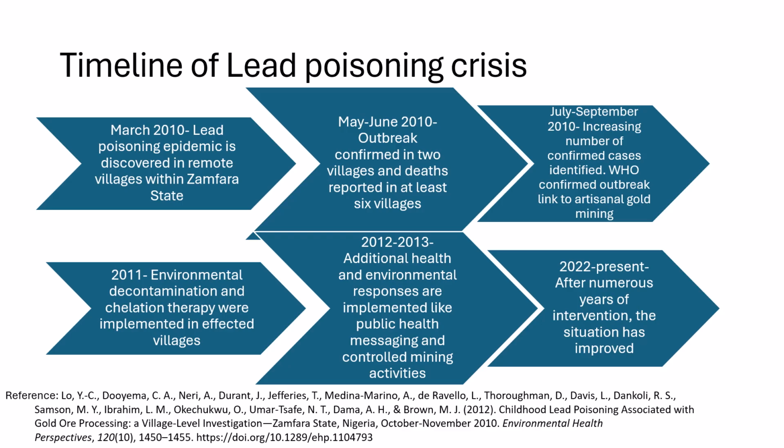So, continuing to build onto that momentum, we go into the fall of 2010, and we see an increase in the number of confirmed cases identified. That is when the World Health Organization confirmed an outbreak linked to artisanal gold mining. In 2011, environmental decontamination and chelation therapy were implemented in affected villages. In the following years, additional health and environmental responses were implemented, like public health messaging and controlled mining activities. Within the last few years and to present day, the situation has improved, but it is not completely eradicated.